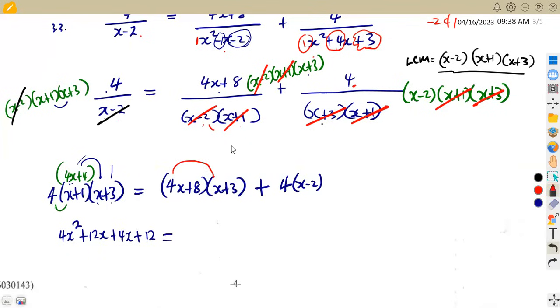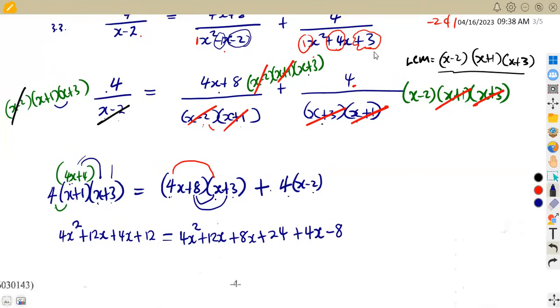4x is going to multiply this and everything. Okay, so it's 4x times x, which is 4x squared. 4x times 3, which is 12x. Now we move on to 8. So it's 8 times x, that's 8x. 8 times 3, which is positive 24. All right, this one is direct. Plus 4 times x, which is plus 4x, plus 4 times negative 2, which is a negative 8.